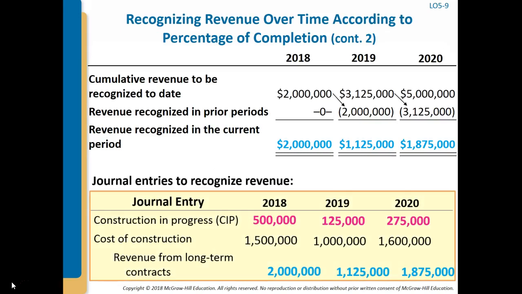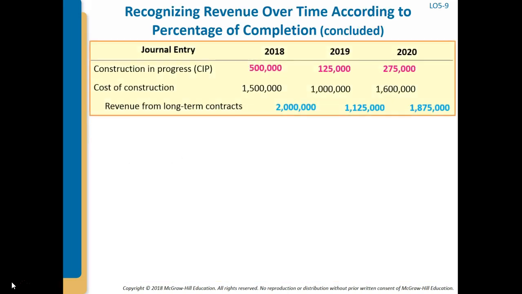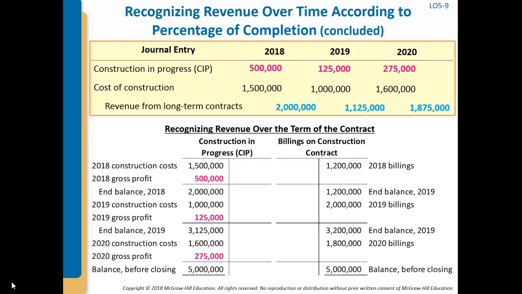First, the cumulative amount of revenue to be recognized to date is calculated, and then revenue recognized in prior periods is subtracted to determine revenue recognized in the current period. We can see that each year the journal entry recognizing revenue over the contract period serves to update CIP to include that year's gross profit.